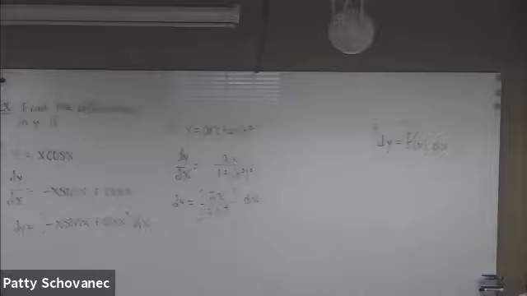Let f of x, or y, be a third degree polynomial, x cubed plus 4x squared minus 5x plus 10. I want you to approximate the change in y as x changes from x is equal to 2 to x is equal to 2.05.